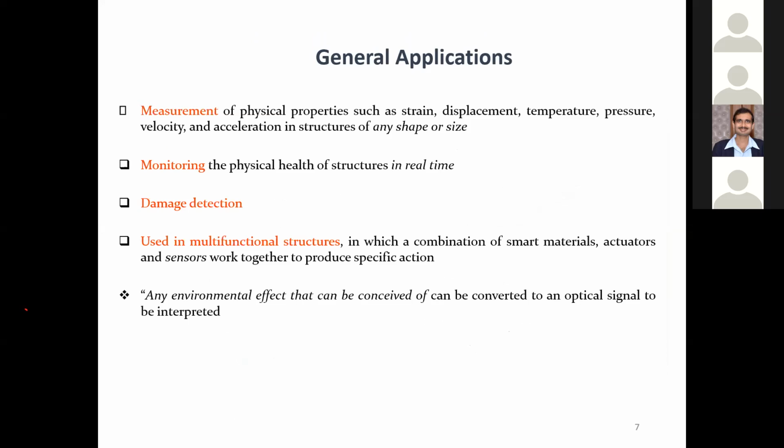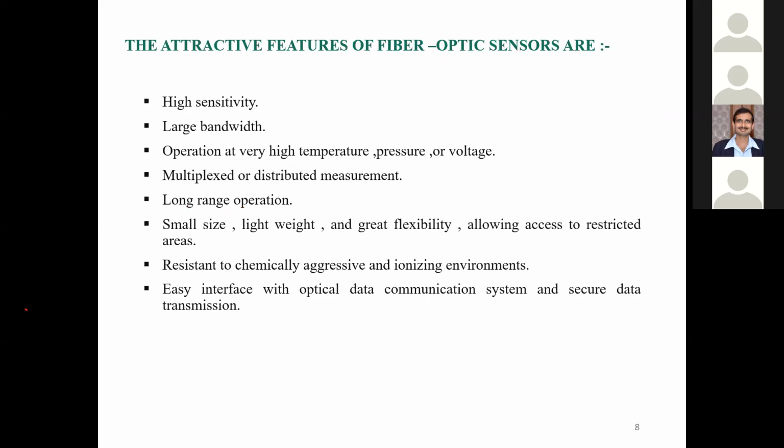General applications of sensors are measurement of physical properties, monitoring the physical health of structures, damage detection, and use in multifunctional structures. Any environmental effect can be converted into an optical signal and interpreted with optical sensors. But how is it more useful than mechanical or electromechanical sensors? If you can see the slide, what are the features? All these parameters can be sensed by mechanical, electrical, or electromechanical sensors, but using the optical fiber has certain advantages.